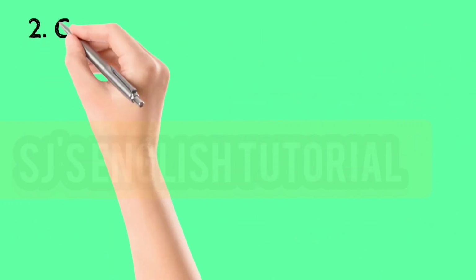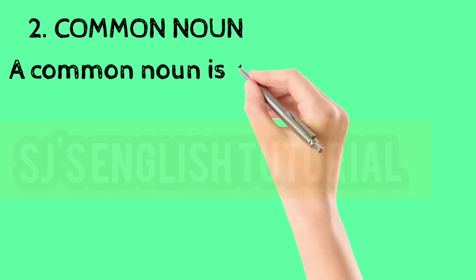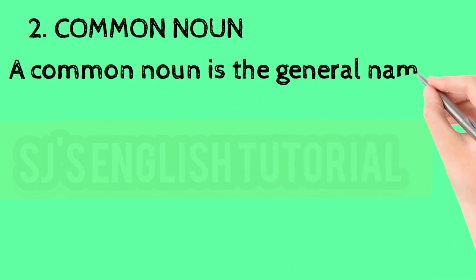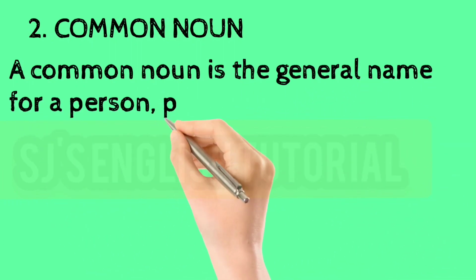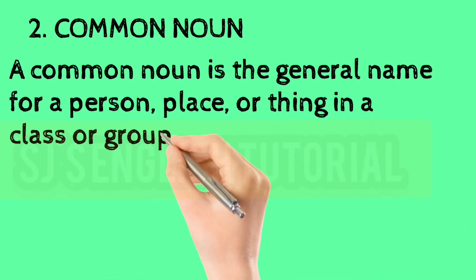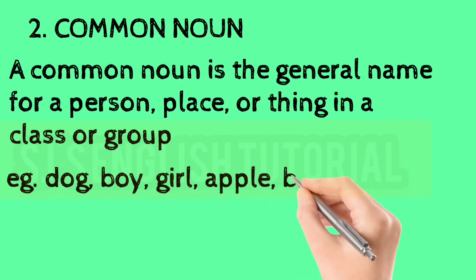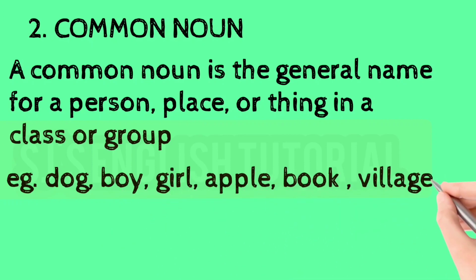The second one is a common noun. A common noun is a general name which is given to a person, place or a thing in a class or a group. We don't begin these nouns with capital letters. Example, dog, boy, girl, apple, book, village, etc.